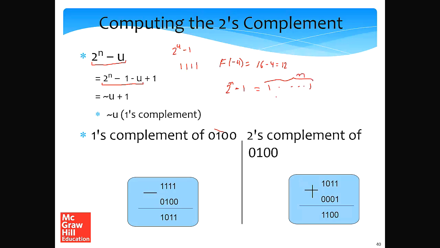Say this minus any binary number: at every point, if you have a 1 over here, you'll get a 0 here. You have 0 over here, you'll get a 1 here. So you just get the complement of the number. So this is called the 1's complement.